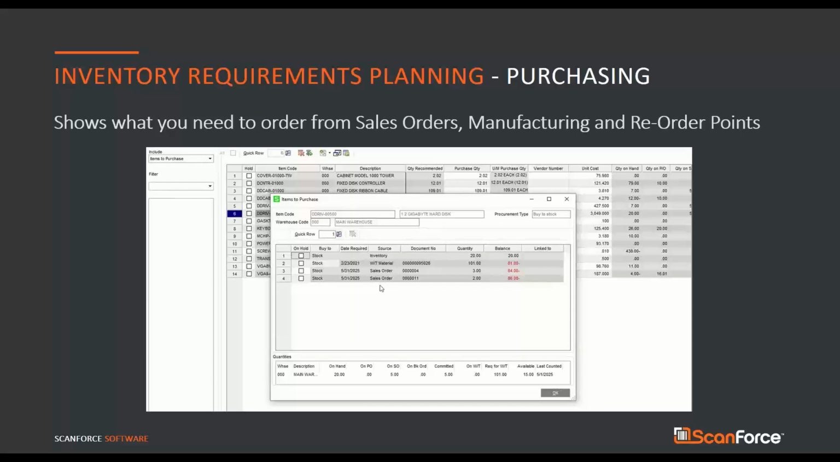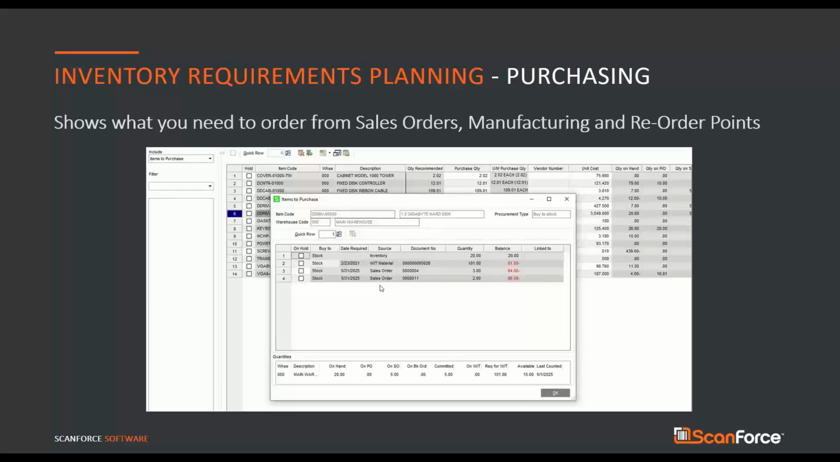On the other side here now, IRP also allows you to see what you might need to buy. This looks at sales orders, your manufacturing, and also reorder points. So you can actually see this is my items to purchase. Hopefully that's big enough for everybody to see. That's what that window is titled there. And you can see, once again, I need to buy for either a sales order, or in the second line down it says work ticket material. So I need to buy for a work ticket.